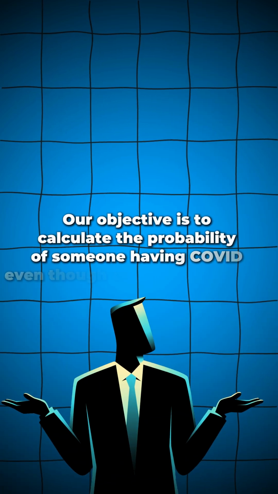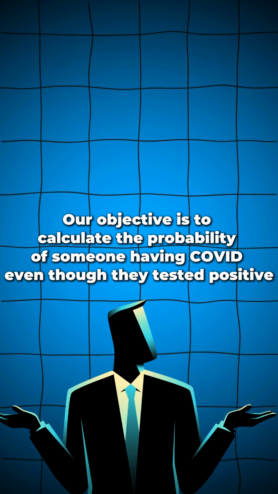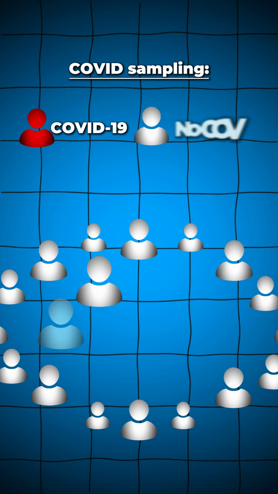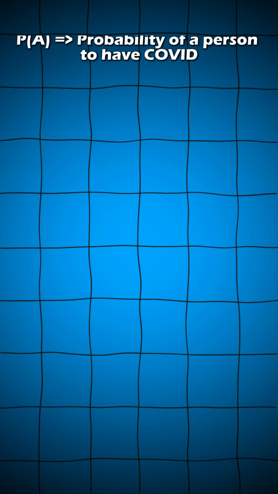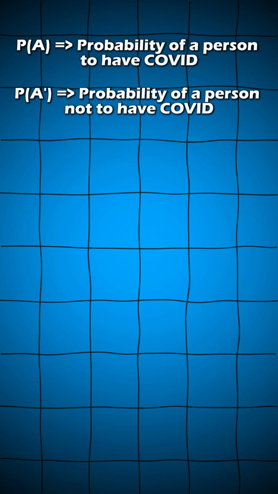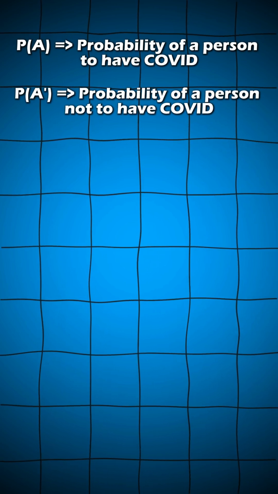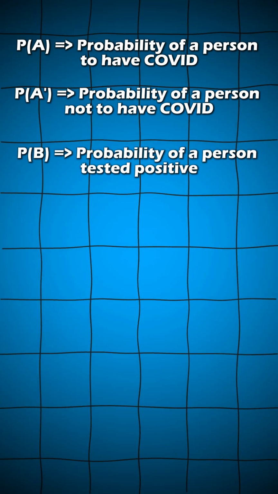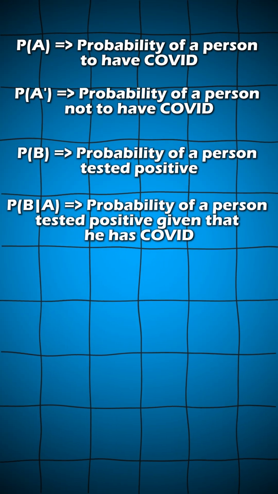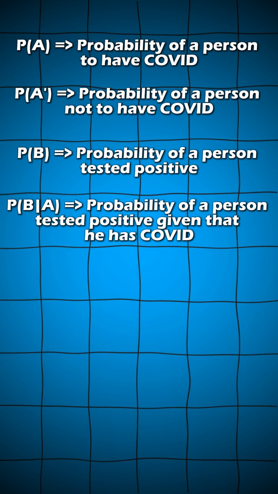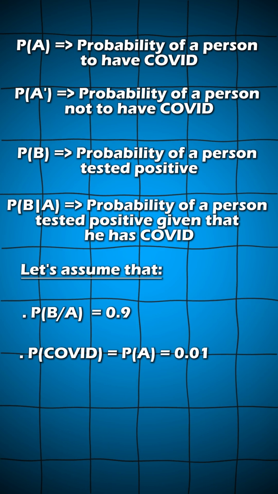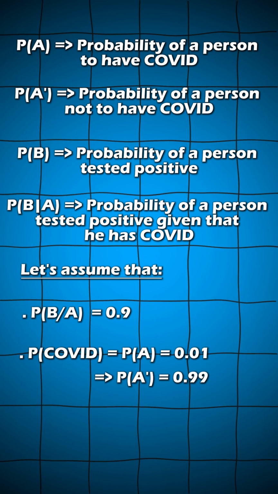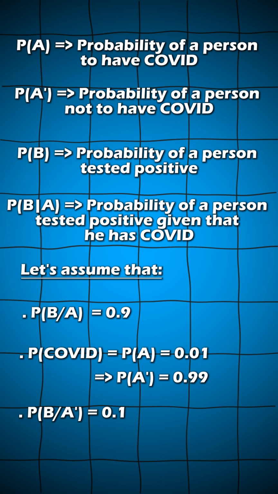Our objective is to calculate the probability of someone actually having COVID even though he tested positive. The test itself was 90% accurate, meaning the remaining 10% were false positives. Set P(A) being the probability of a random person to have COVID, P(A') being the probability of a random person to not have COVID, P(B) the probability of a random person to have a positive test, and P(B|A) the probability of having a positive test given that you have COVID. Assume P(B|A) is equal to 0.9, P(A) is equal to 0.01, P(A') is equal to 0.99, P(B|A') is equal to 0.1.